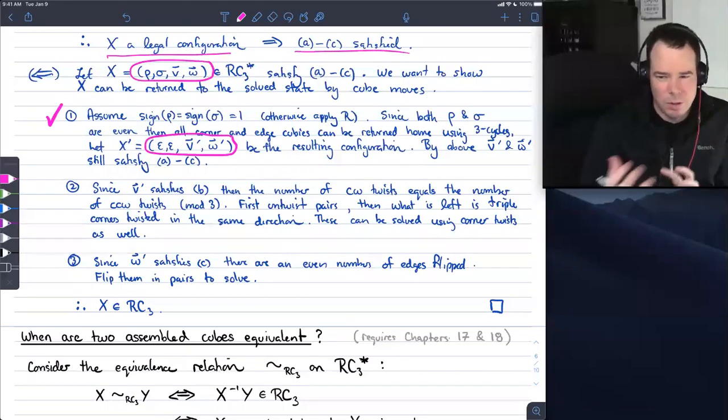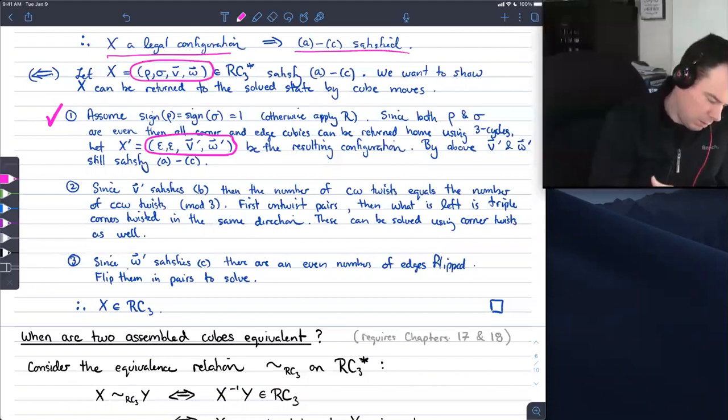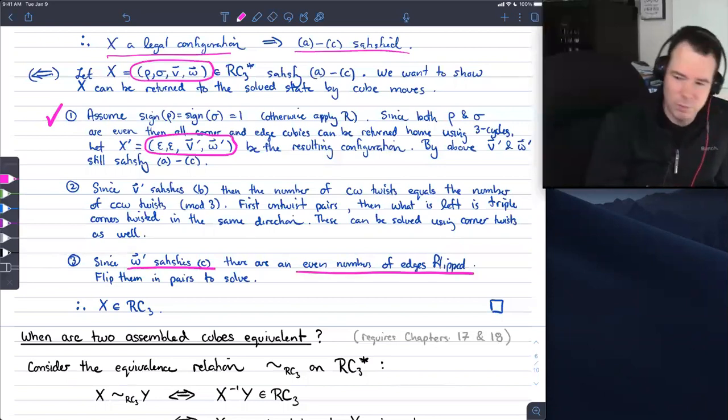So maybe it helps to look at the second one, the W's, first. If the sum of the W's is 0 mod 2, it means I've got an even number of edges flipped. So since W prime satisfies the star condition, there are an even number of edges flipped. So just flip them in pairs. We have a move that does that, and so we can solve them.